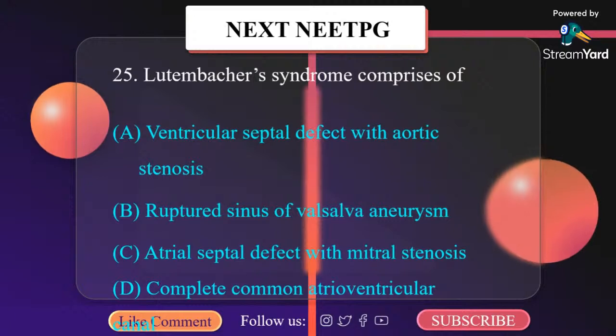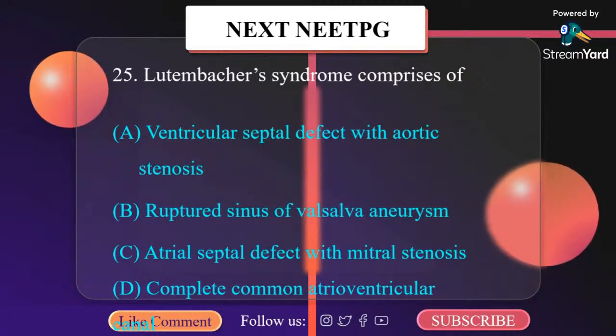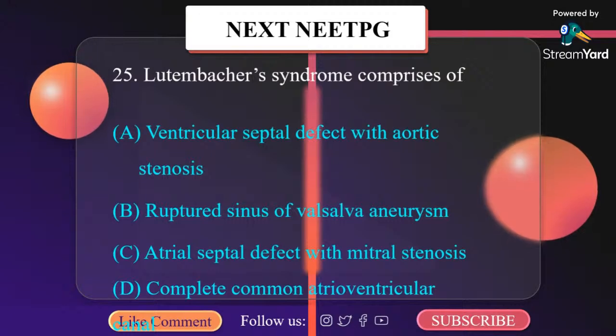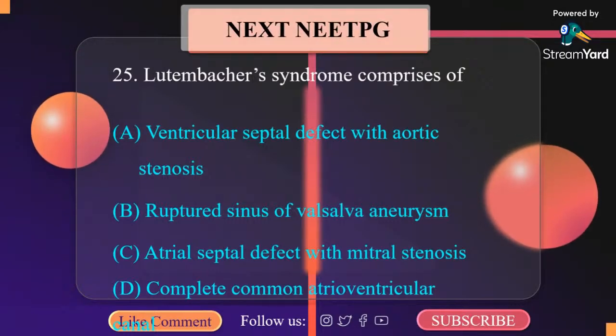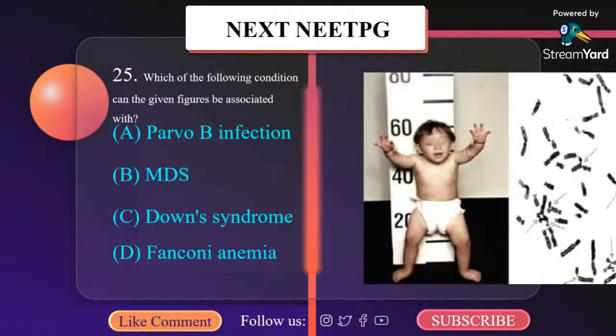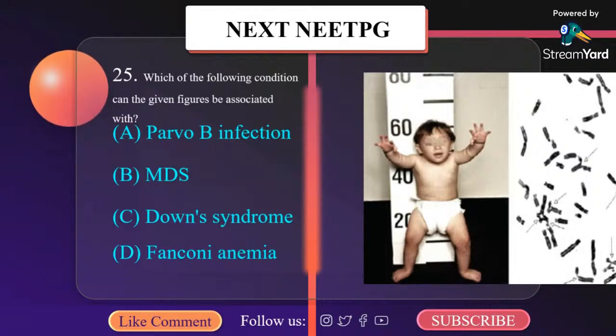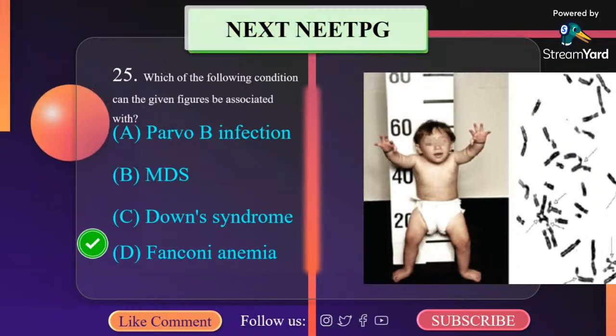Lutembacher syndrome comprises of A. ventricular septal defect with aortic stenosis, B. ruptured sinus of Valsalva, C. atrial septal defect with mitral stenosis. The correct option here is atrial septal defect with mitral stenosis. Which of the following conditions can the given figure be associated with? A. Parvovirus B infection. B. MDS. C. Down syndrome. D. Fanconi's anemia. It is Fanconi's anemia.